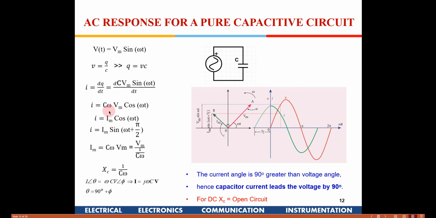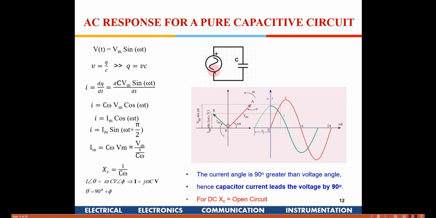Now, here the C omega in the current equation is in the numerator. So, if I have to write Vm divided by something, I have to write Vm divided by 1 by C omega. So, the impedance is 1 by C omega. Again, like an inductor, the impedance offered is a frequency dependent factor. So, for omega equal to 0, it is infinity.